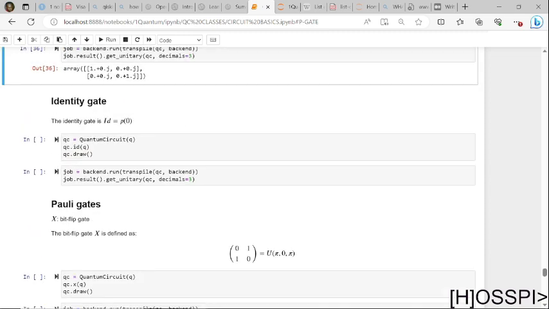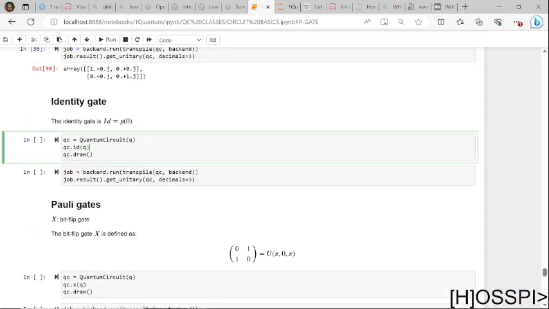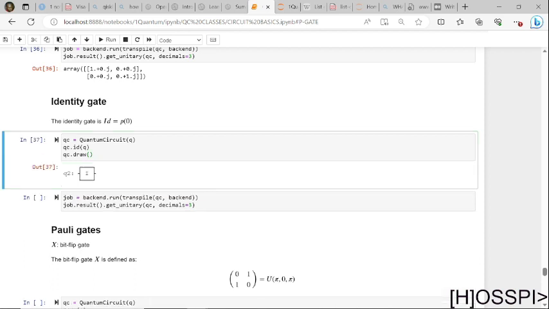The identity gate is another gate in quantum computing, and it is under single qubit gates. The identity gate is equal to ID, which is equal to P open bracket 0. Here we have QC is equal to QuantumCircuit Q, and under this QuantumCircuit Q we have QC.id open bracket Q and QC.draw, and let's run and see what it's going to give us. If it's just a single circuit that we have, and we are having only a single qubit.